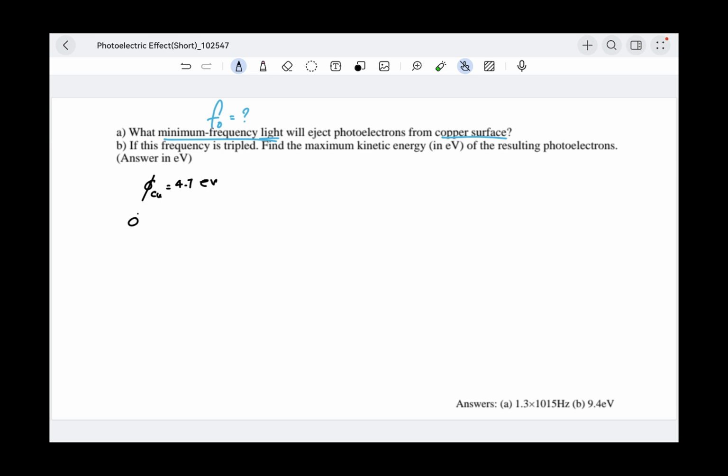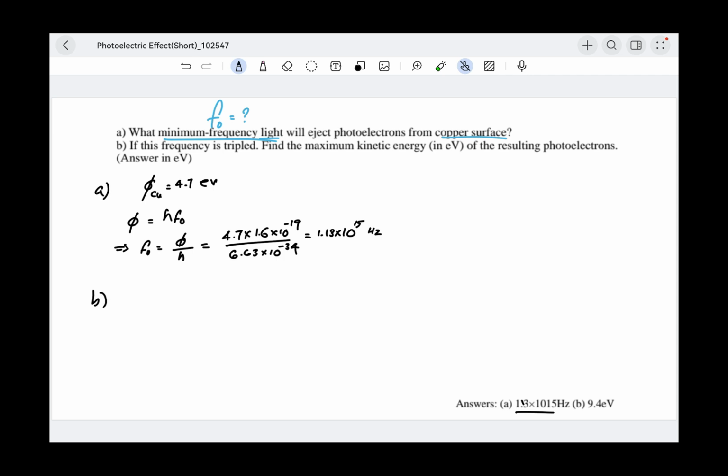Now we can calculate. For the work function, the formula is h f naught. So f naught is equal to the work function in joule divided by h. The work function in joule is 4.7 times 1.6 into 10 to the power of minus 19, over the h value, 6.63 times 10 to the power of minus 34. The answer is 1.13 times 10 to the power of 15 Hz. This is A.